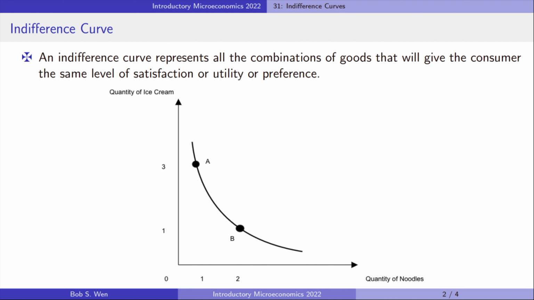Indifference curves represent all the combinations of goods that will give a consumer the same level of satisfaction or utility or preferences. For example, 3 ice cream cones and 1 bowl of noodles give me the same satisfaction as 1 ice cream cone and 2 bowls of noodles. So those two combinations of ice cream and noodles would lie on the same indifference curve for me.